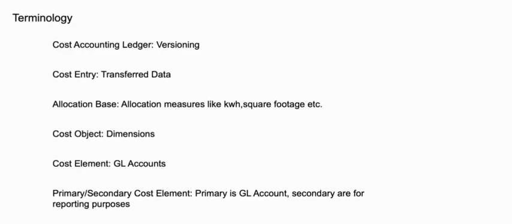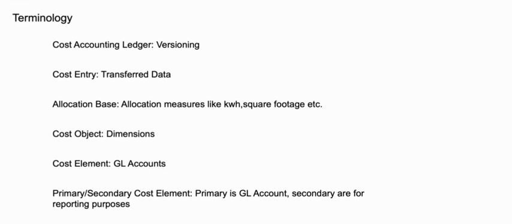Before we go into the screens and into the details, you have to learn about the terminology. Terminology is very important because it's a little bit different than what we get used to in F&O. So it took my time to understand the terminology. So we have cost accounting ledger. Cost accounting ledger is used for versioning. Versioning helps you to create different variations of the allocations with the same data. If you have different rules, you can apply them in cost accounting ledgers.